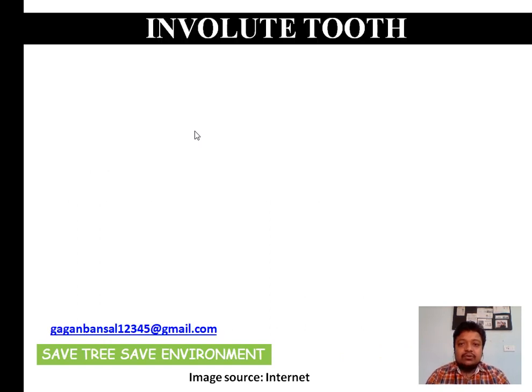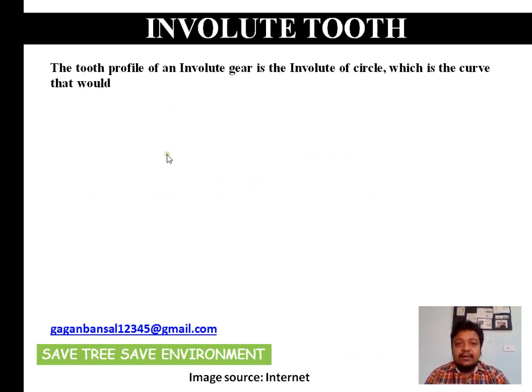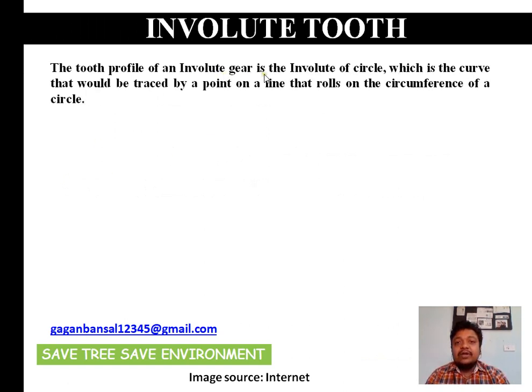What are involute tooth? The tooth profile of an involute gear is the involute of a circle, which is the curve that would be traced by a point on a line that rolls on the circumference of the circle. This is the definition of involute. I will be explaining very geometrically in different ways how we can draw the tooth profile.